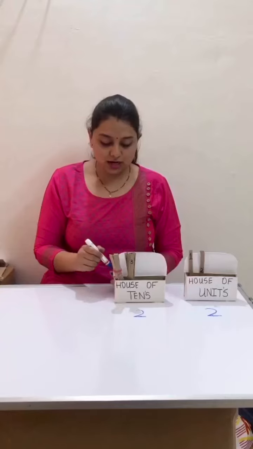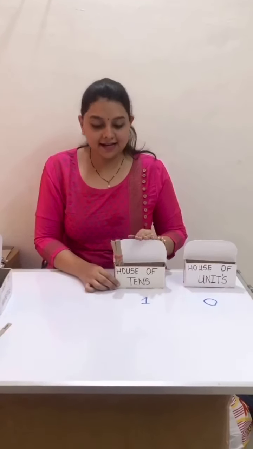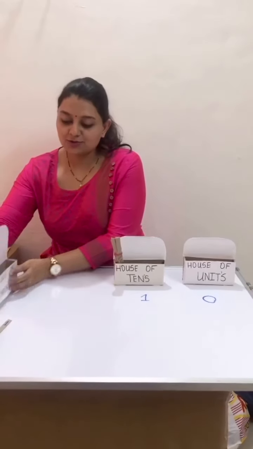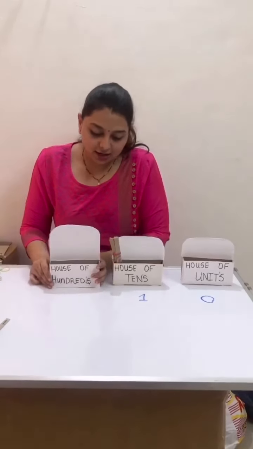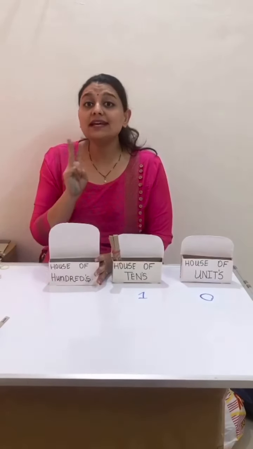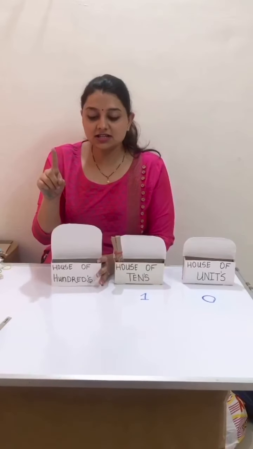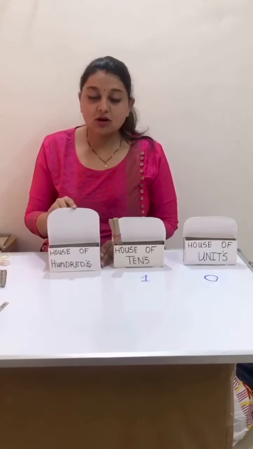Further I will teach you how to make a 3-digit number, that means units, tens and hundreds. After units and tens comes the house of hundreds. Now the rule of the house of hundreds is only a 3-digit number can stay in this house. No single digit and no 2-digit number can stay in the house of hundreds. So now, according to the rules of this house, only a 3-digit number can stay.